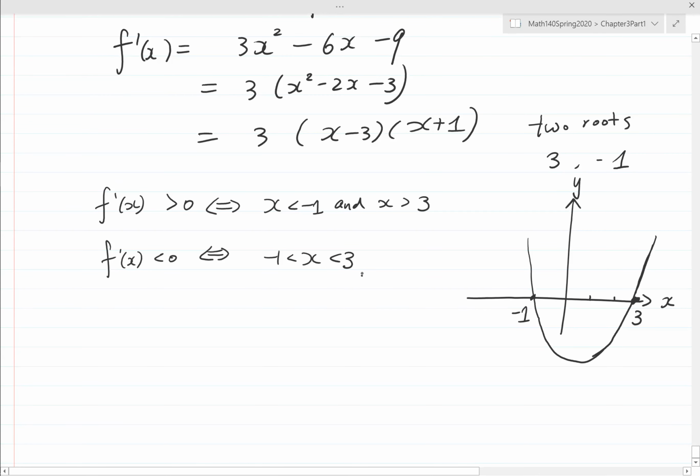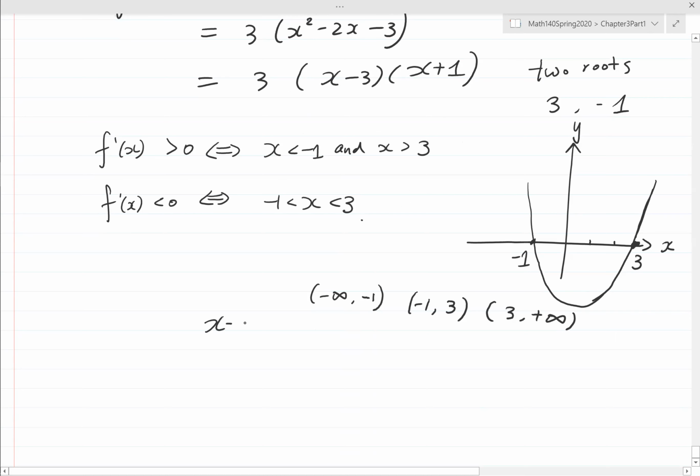Now, if you don't know how to plot the graph of this quadratic, you can also use the roots. The 2 roots partition the x-axis into 3 intervals: negative infinity to negative 1, then negative 1 to 3, then 3 to infinity. And you make a table with x minus 3, x plus 1, and f'(x) is their product.